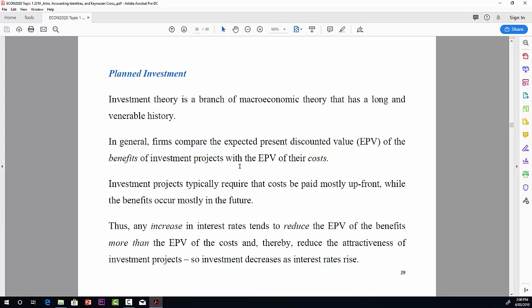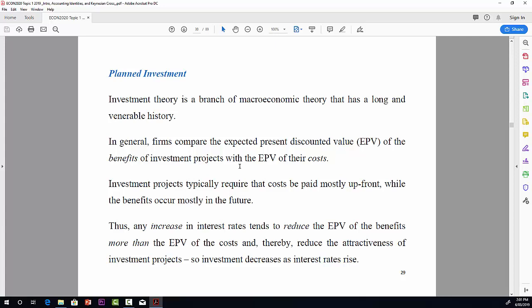Now, let's talk about investment. Remember, in our equation, we've got Y is equal to C plus I plus G. We're walking our way through each of these terms. We did C, now we're going to do I, planned investment. Well, there's a huge literature on investment theory, and it goes way back. It can be quite complicated.